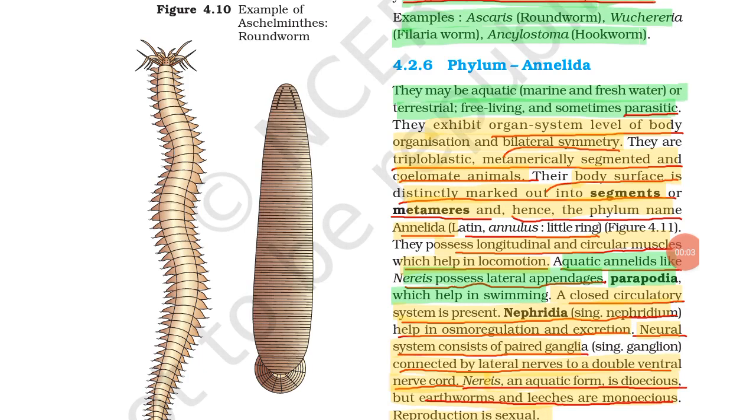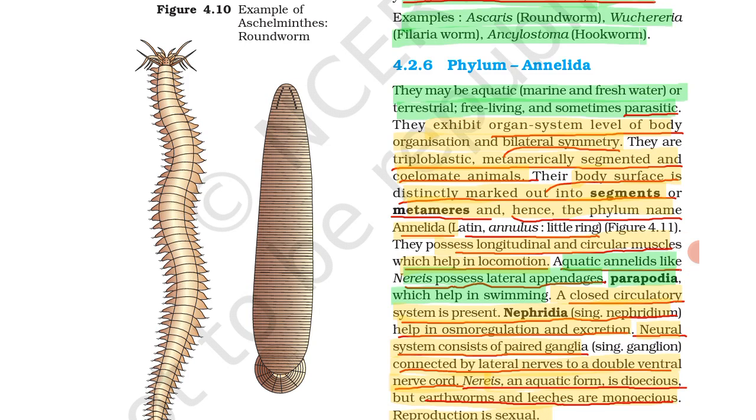Phylum Annelida. Let's learn phylum Annelida. Phylum Annelida has metameric segmentation, and they may be aquatic, meaning marine and freshwater, or terrestrial living beings. They are free living and sometimes parasitic. Their habitat is marine and freshwater, or sometimes terrestrial, meaning living on land.